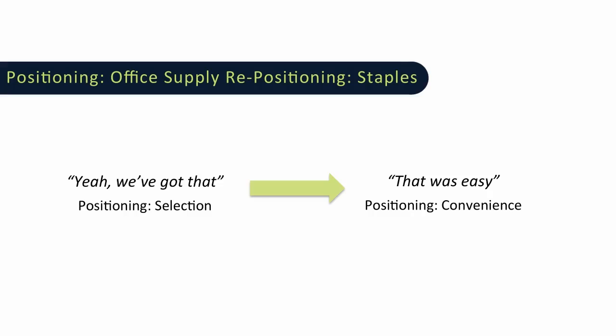Positioning is not static. From time to time, we may need to change our positioning to address current conditions. For example, office supply store Staples initiated the concept of the big box office supply store. Because their stores had significant numbers of items, they positioned themselves around selection with their messaging, "Yeah, we've got that." But then OfficeMax, Office Depot, and other competitors joined the industry. Staples could no longer claim a unique position on selection because the other big box stores stocked similar, if not identical, items. In order to keep relevant to shoppers' needs, Staples repositioned itself around convenience using the message that was easy.